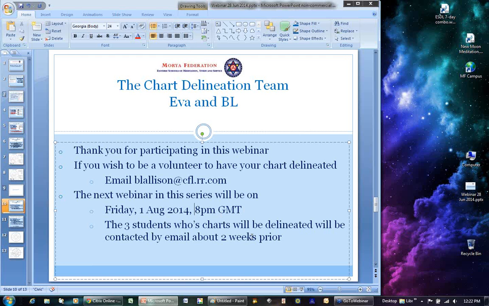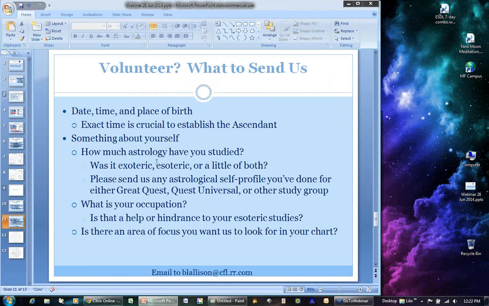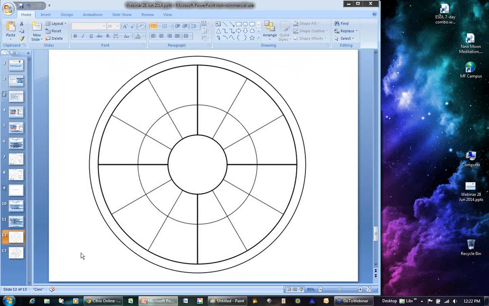3 students' charts who we will be delineating next week or next month will be contacted by email prior to, but we expect your participation. You guys have homework to do. If you are volunteering, this is what you need to send us. It's going to be in the handout that we will attach to these slides. We need to know a little bit about yourself, but we expect your active participation. You previously got, and you will get again, the little flat chart with the homework in it.